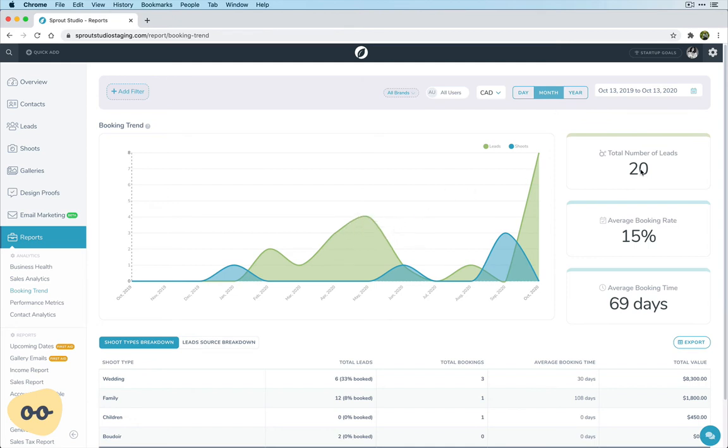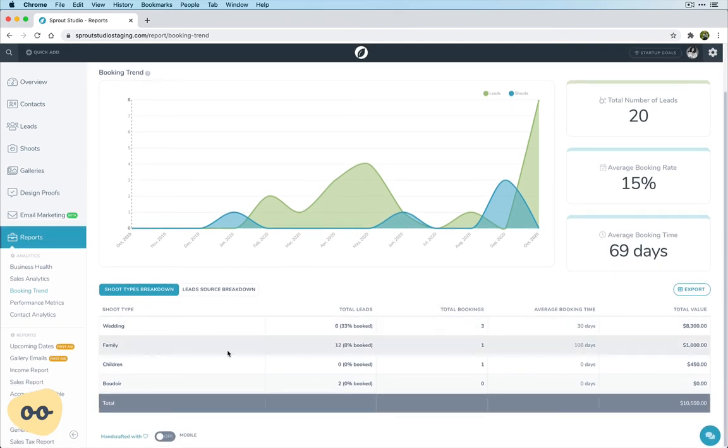To the right, it's going to show you how many leads you had total and what your average booking rate was for this period. And then of course, it's going to tell you the average booking time, meaning how long on average did it take all of these leads to actually end up booking you. That's really insightful to help you understand your customer experience and the customer journey and what's happening, and how you can improve that or what you can tweak there.